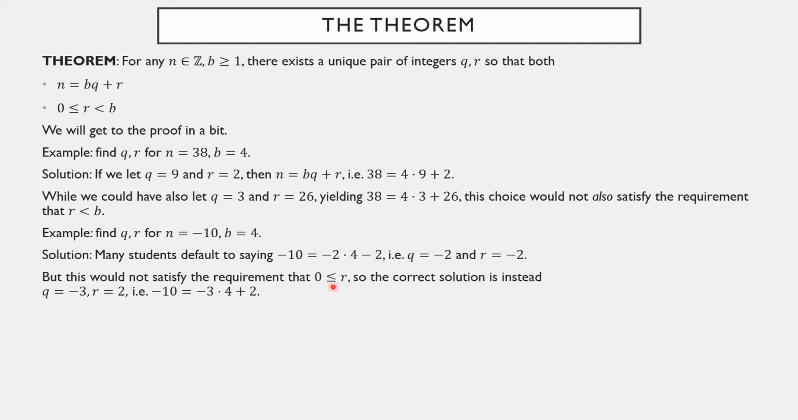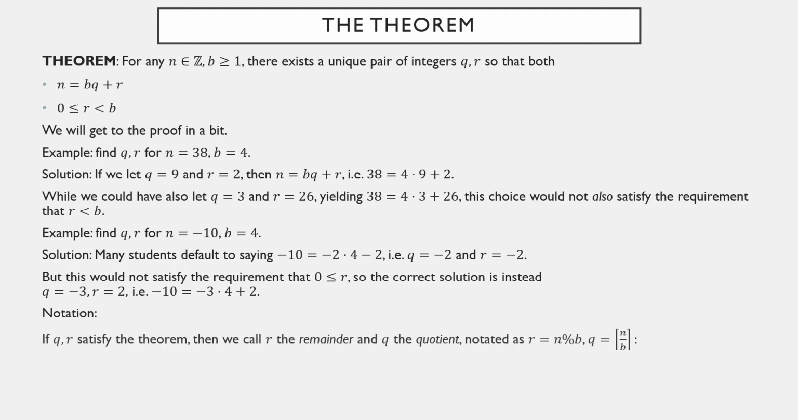But this doesn't satisfy that r has to be bigger than or equal to 0. This is a common error to make the first few times you work through this. r has to be non-negative. So the actual correct solution for n equals negative 10 and b equals 4 is that negative 10 is negative 3 times 4 plus 2.